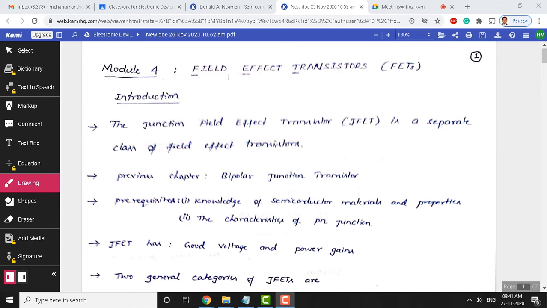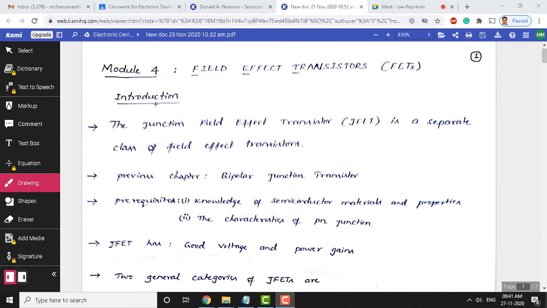So, it is not like the BJT. The bipolar junction transistor is a current controlled device, where the output current is controlled by the input current, whereas the field effect transistor controls the output current by varying the input voltage. That is the difference. Okay, let us go through this material.